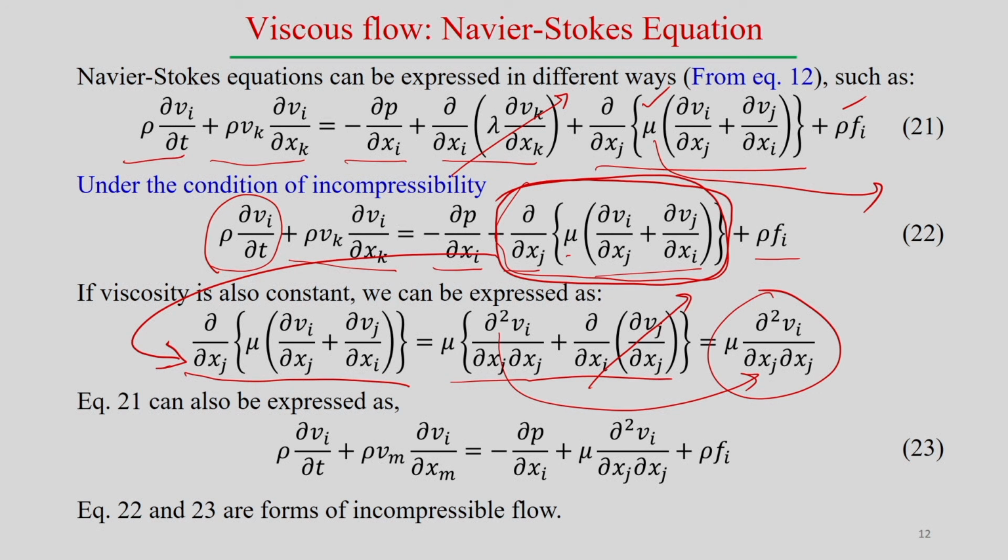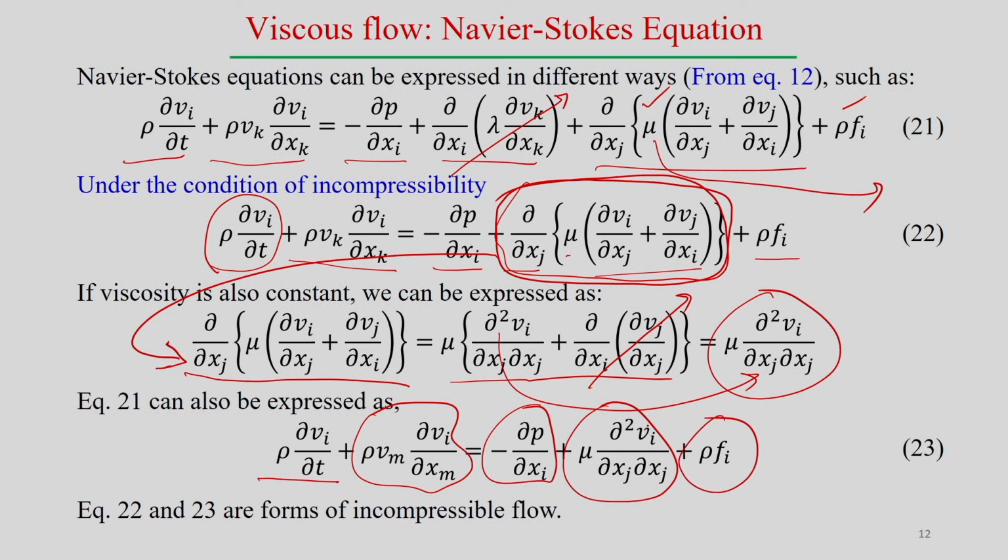Now, this equation 21 can be expressed like this. You can see that on the left hand side this component is the velocity component varying with respect to time t, and this is the velocity component del Vi with del xm, the pressure component is also there, and the viscosity, and this is the body force.